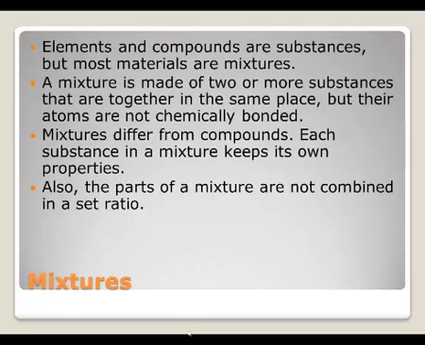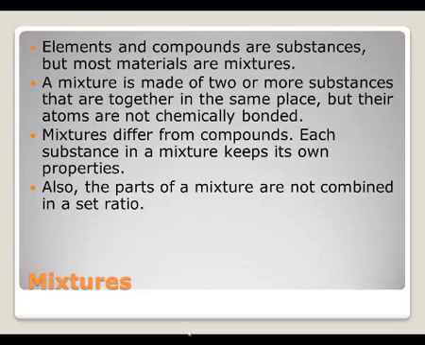Mixtures. Elements and compounds are substances, but most materials that we find on our planet are mixtures. A mixture is made of two or more substances that are together in the same place, but their atoms are not chemically bonded. So when we have a compound, the atoms chemically bond. They share electrons. Mixtures do not share electrons.